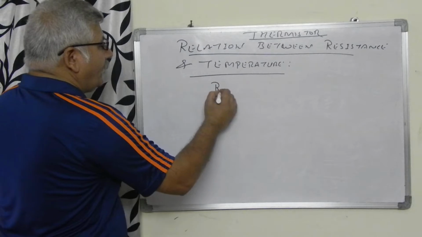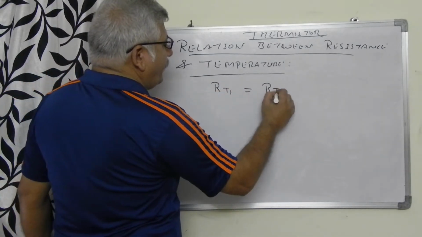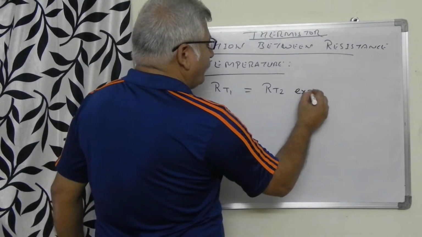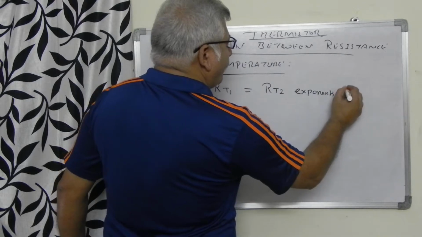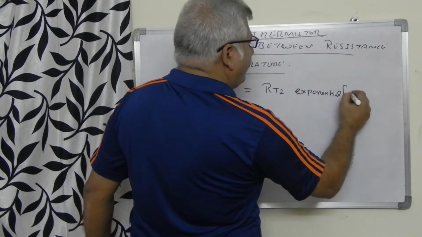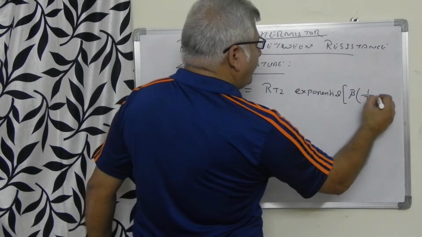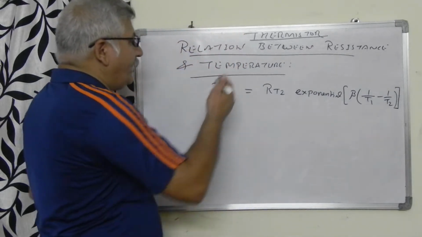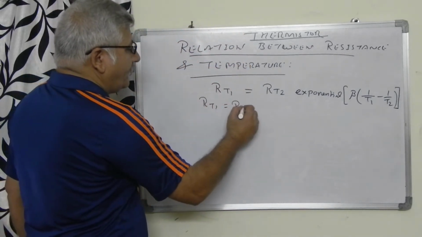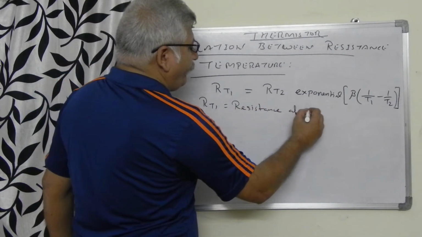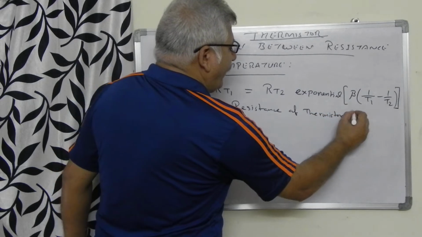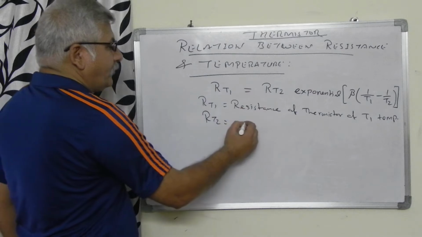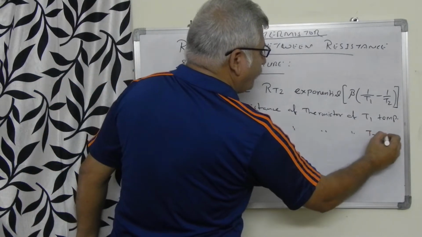It is given by the expression RT1 is equal to RT2 times exponential beta into (1/T1 minus 1/T2). Here RT1 is the resistance of the thermistor at T1 temperature, and RT2 is the resistance of the thermistor at T2 temperature.